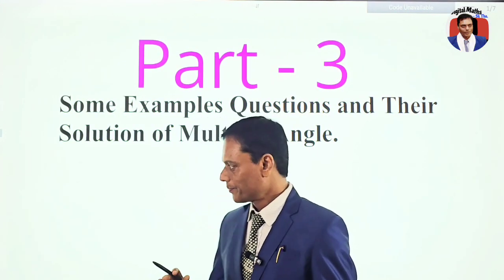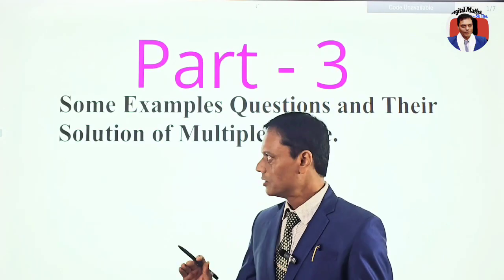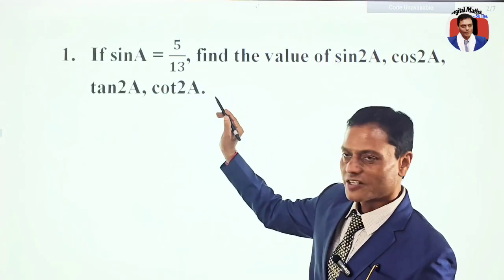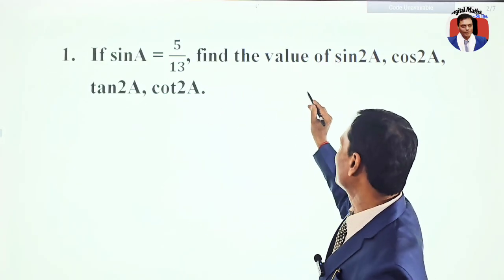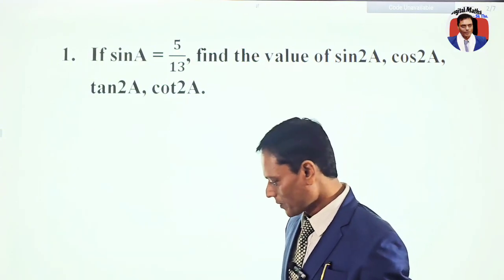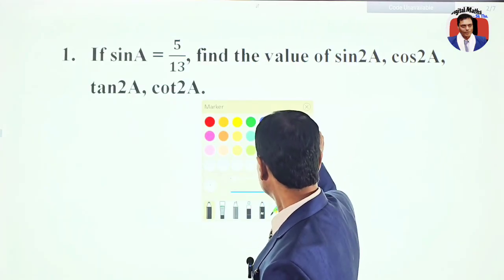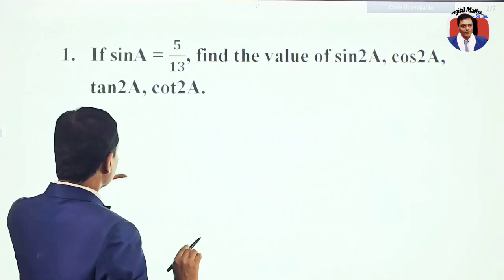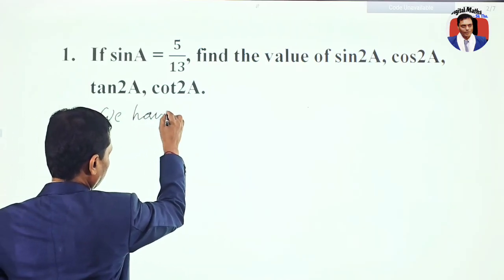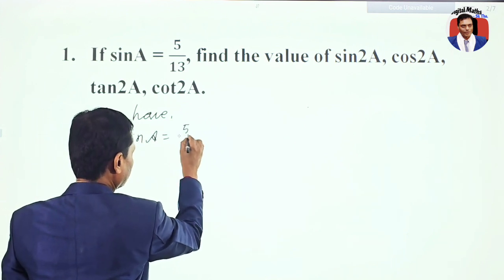In today's video, I am going to explain some questions related to the multiple angle. So the first question that we have here: if sin A equals 5 by 13, find the value of sin 2A, cos 2A, tan 2A and cot 2A. So to do this question, first of all, we have sin A equals 5 by 13.